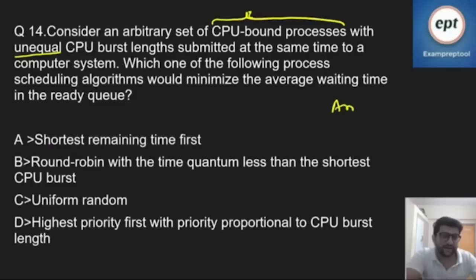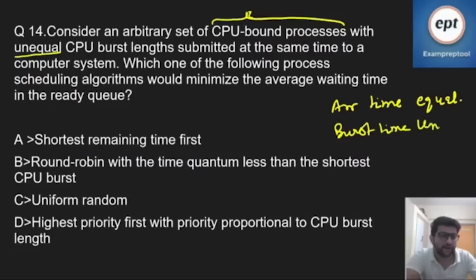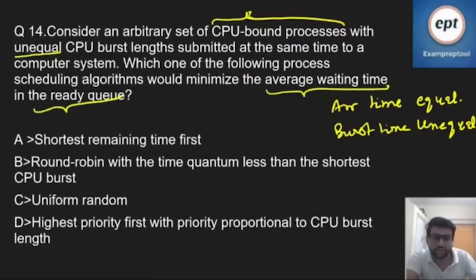So we have been given that the arrival times are equal for all the processes and the burst time is unequal. So just try writing these small pieces of information at a side because that will help you to save some time, right? And that will avoid the silly mistakes that we do in GATE exam. So the question is which of the following process scheduling algorithms would minimize the average waiting time in the ready queue, right?